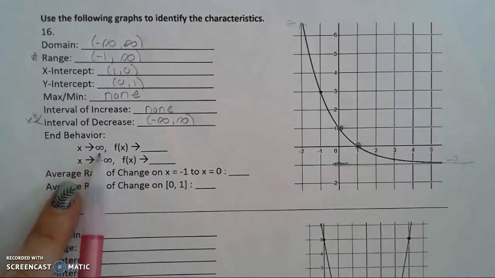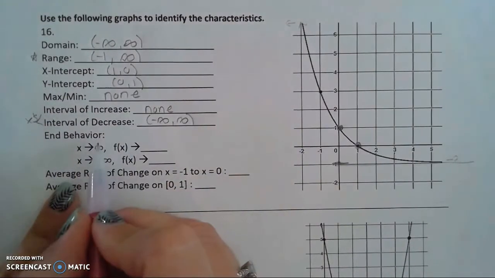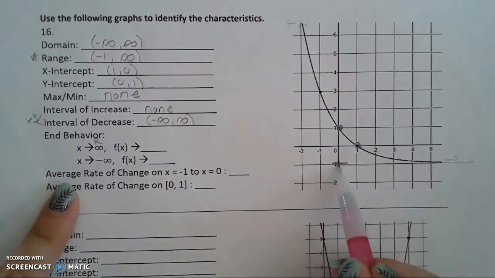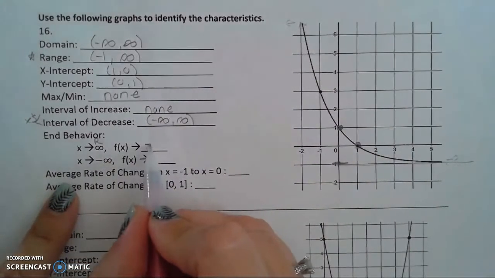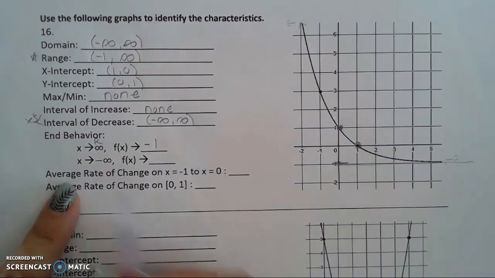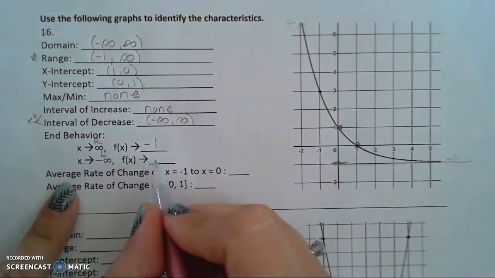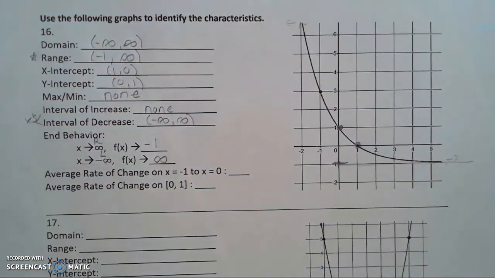All right, our end behaviors. As x goes to positive infinity, that means as we go to the right, the y value here is getting closer and closer to this asymptote at -1. As we go to the left towards negative infinity, I see my y values are going up forever towards infinity.